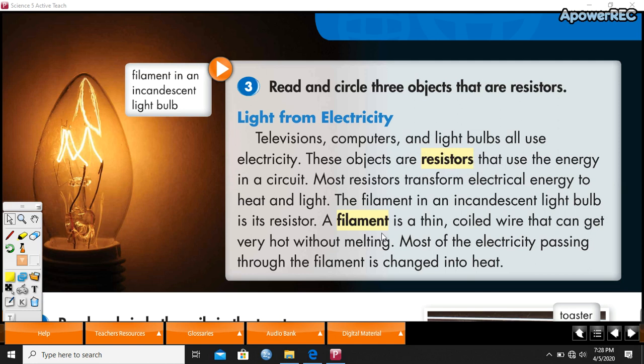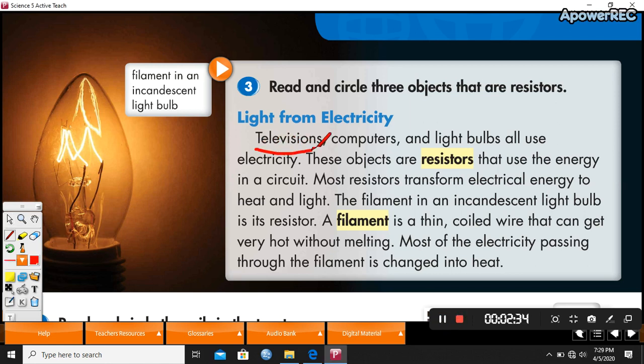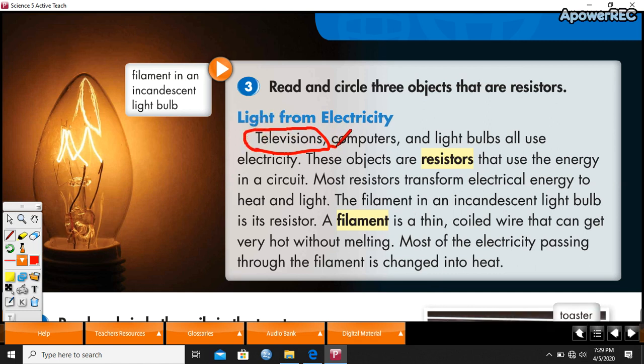Now, from the text that you have read, which are the objects that are resistors? From the text, we see that the objects are televisions, computers, and light bulbs. So, let's circle them. Televisions, circle televisions, computers, circle computers, and light bulbs.